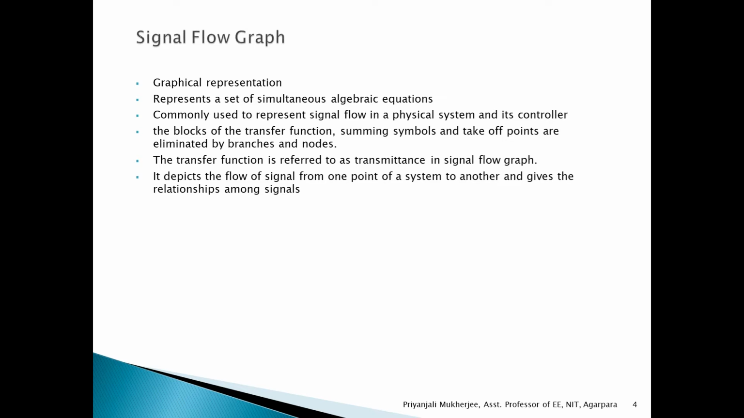And in block diagram reduction technique, we have used the transfer function, summing points, and takeoff points, which are all eliminated by the branch and nodes in this signal flow graph. And it depicts the flow of signal from one point of a system to another and gives the interrelationship among the signals.